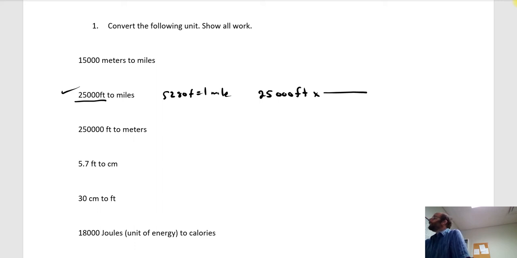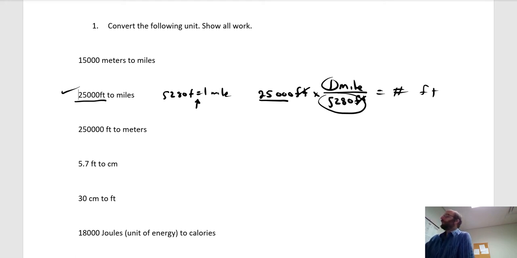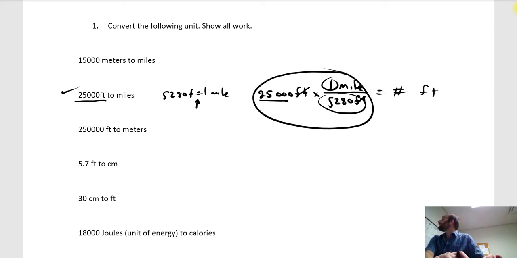So if I write 1 mile over 5,280 feet, because these are equal, this fraction right here is effectively equal to 1. So I haven't changed anything. And you'll notice that the units cancel, leaving us with miles. And then you just do the multiplication, 25,000 times 1 divided by 5,280. You will get some number, which is now in miles. So repeat for all of these. But that's what that work should look like. And make sure you show all work for full credit. What I want to see mainly is this, showing how the units cancel.